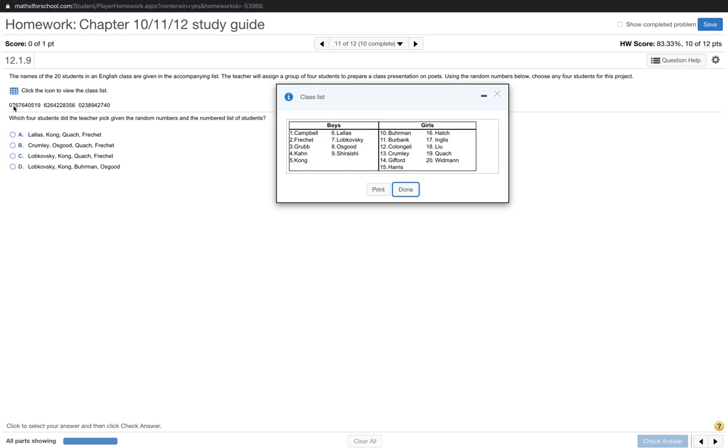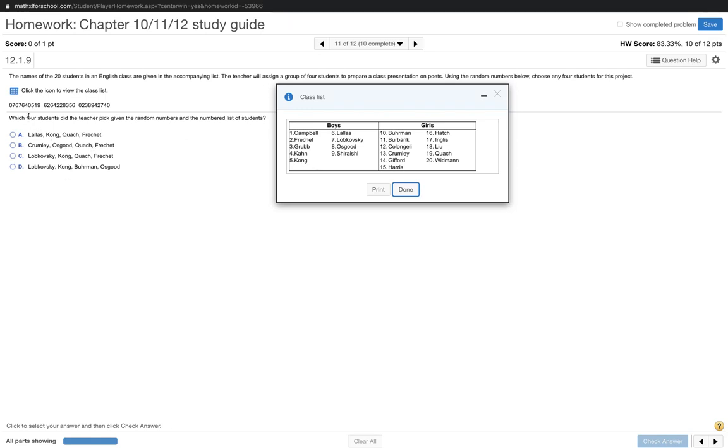The first 2 digits are 07, so that is Lubkowski. That is the first student, which means we've eliminated A and B. We're down to C and D. The next one is 67. That's too big. The next one is 64. That's too big. The next one is 05, which is Kong.